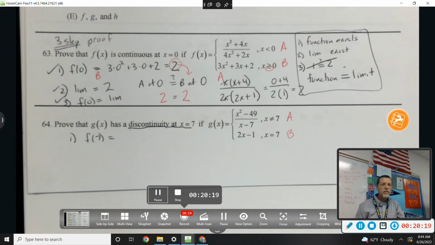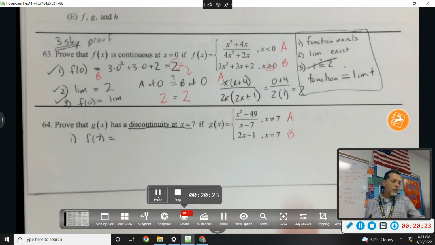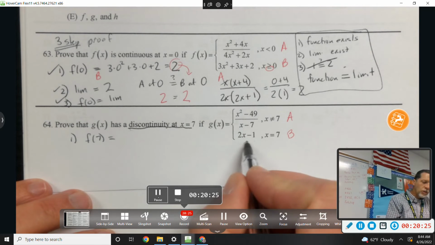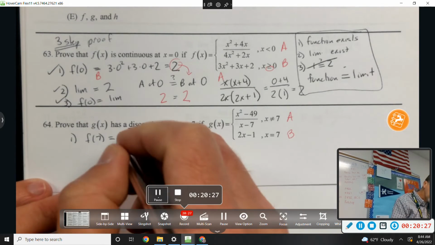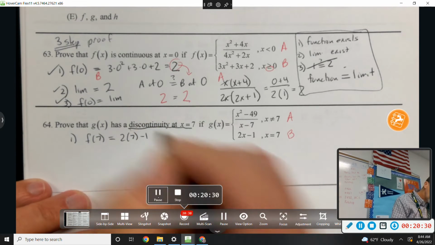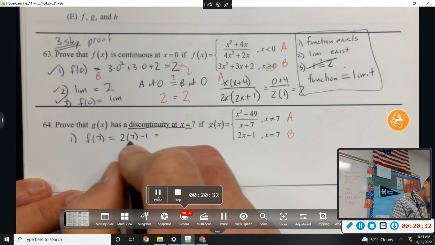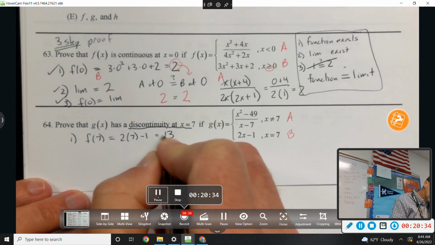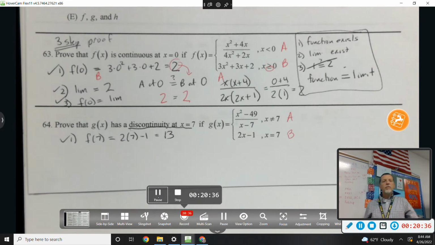Does that go in branch A or branch B? Branch B, because x equals 7. In fact, it's only branch B at 7. So 14 minus 1 is 13. So the function exists. There we go.